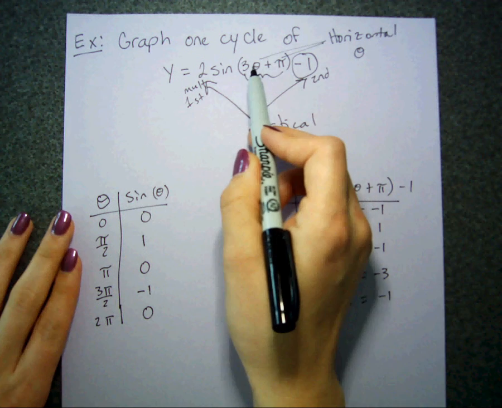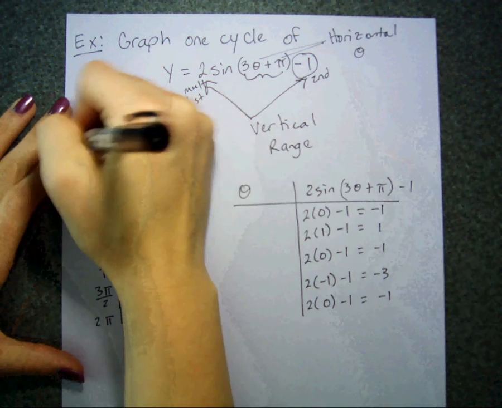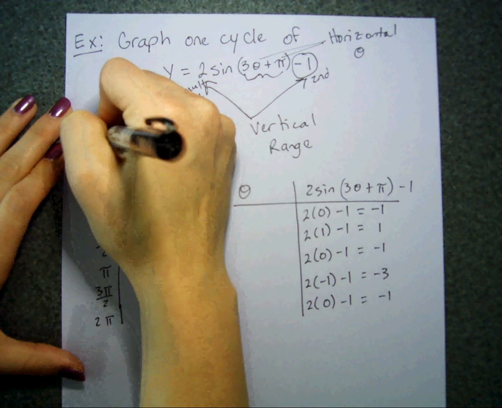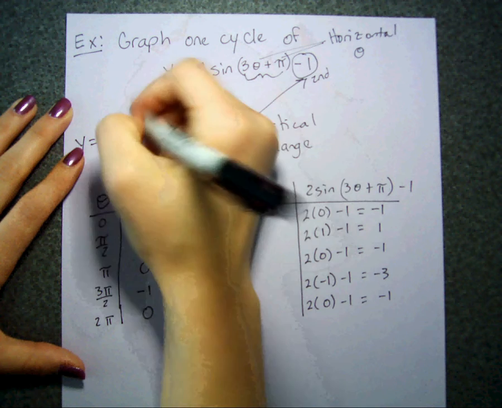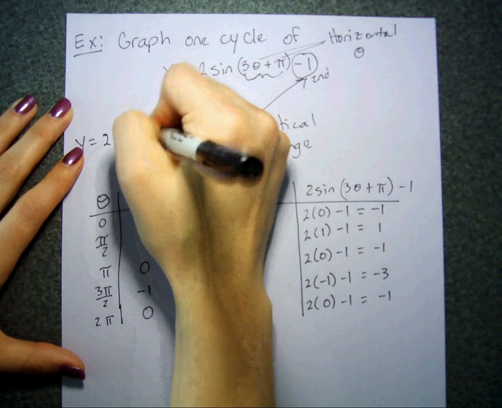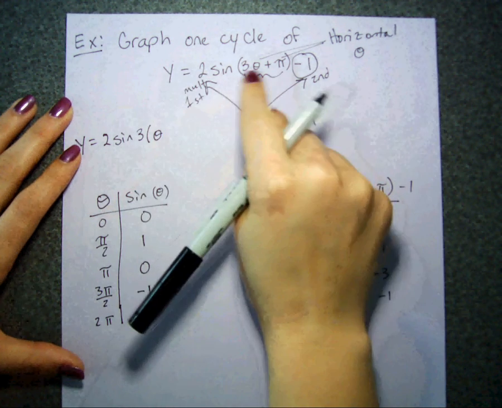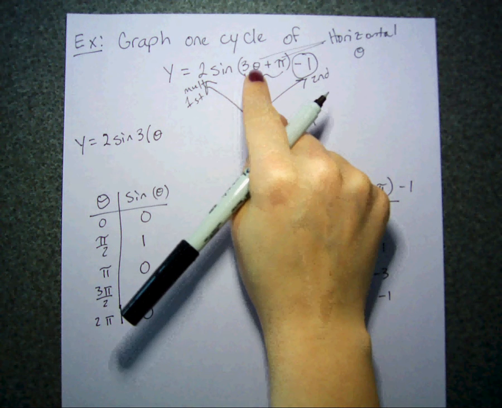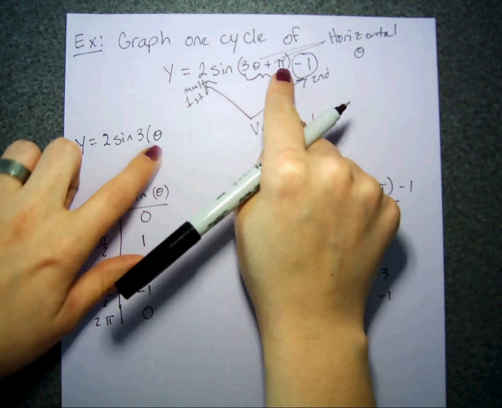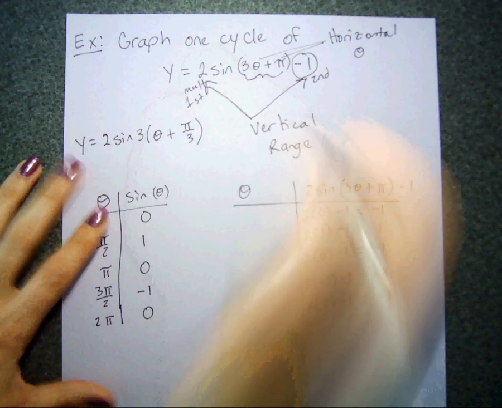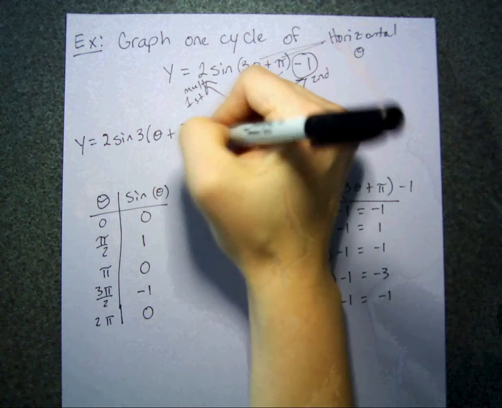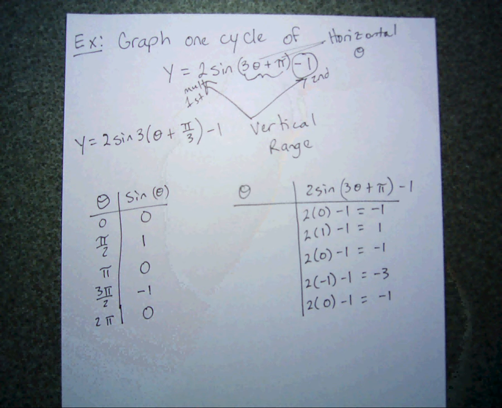So I'm going to come over here, I'm going to rewrite this. Y equals 2 sine. I'm going to factor out the value in front of theta. So 3 parentheses theta. And I'm dividing by 3, right? 3 theta divided by 3 gives me theta. Pi divided by 3 gives me pi over 3. And don't forget my -1. There we go. All right, so now I know what my phase shift or horizontal shift is.